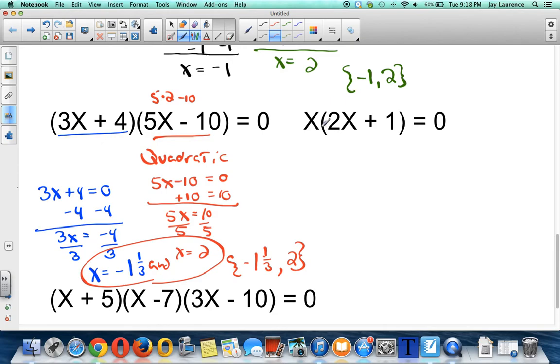Okay, let's try this one. Do you see 2 quantities? I do. See that quantity right there? I take each quantity, set it equal to 0.